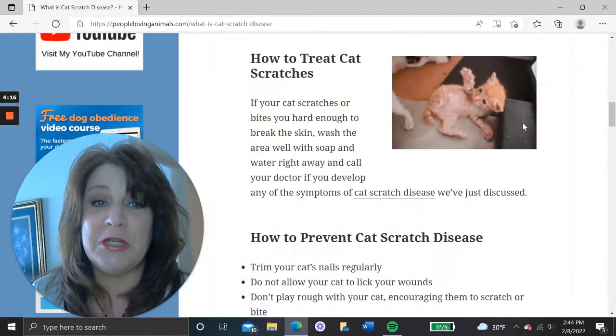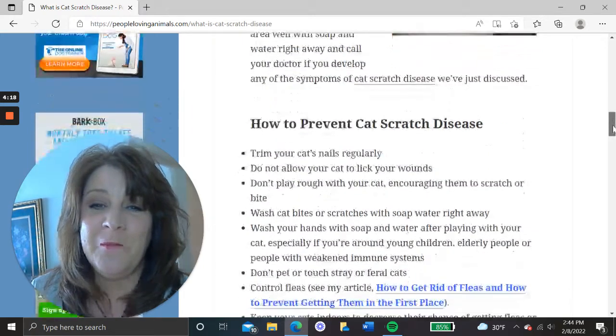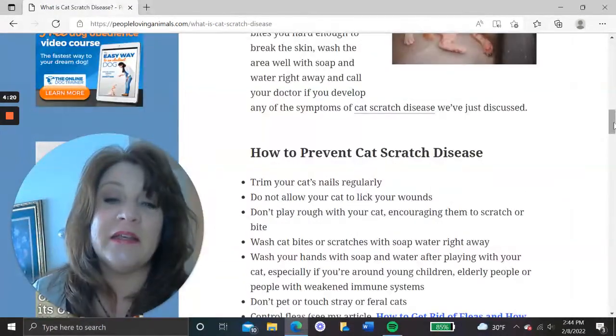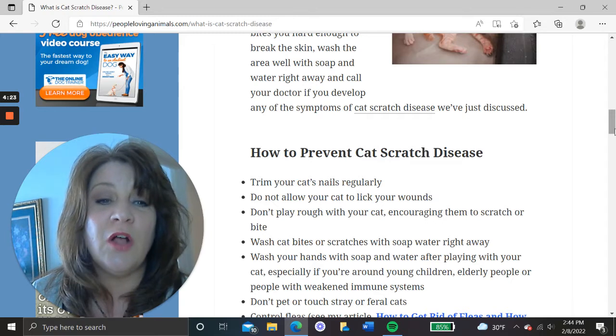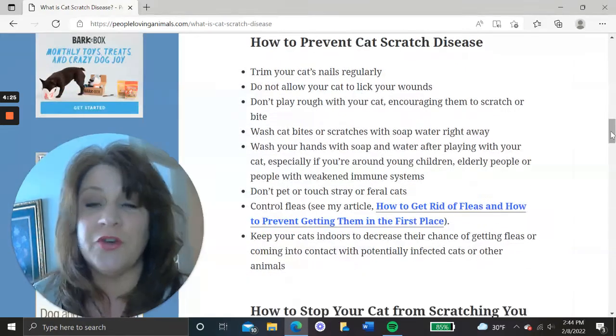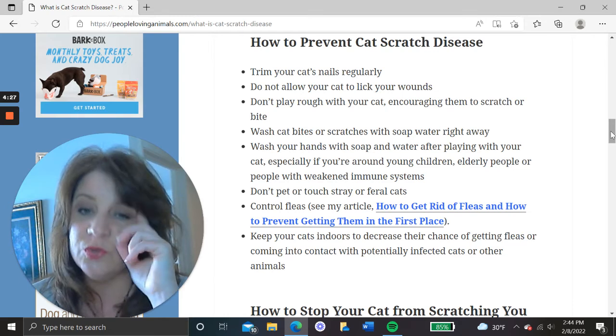This is just like a little scratchy kitten. It's really cute. How to prevent cat scratch disease. First of all, trim your cat's nails regularly. They're not going to want to scratch so much if their nails aren't too long.